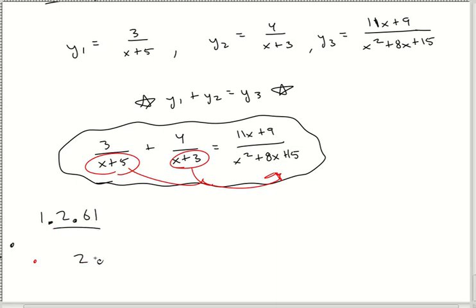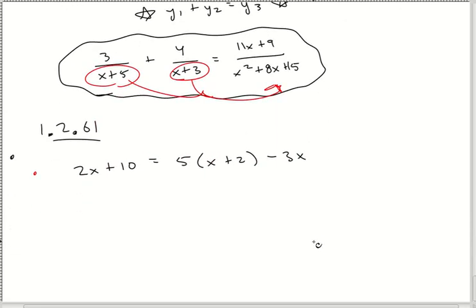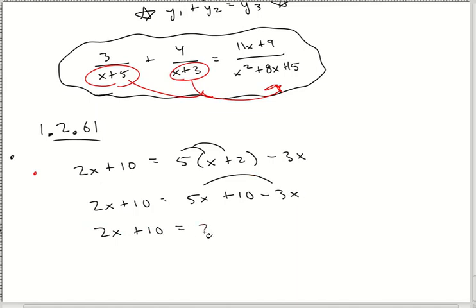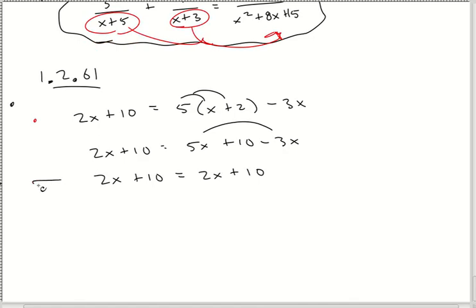1.261. So I got 2x plus 10 is equal to 5 times (x plus 2) minus 3x. Now, this one's weird. I mean, it looks easy, right? Why am I doing this one? Distribute the 5. I'll show you what I'm meaning here. Combine like terms. Let's just pause for a second right here. I got 2x plus 10 equals 2x plus 10.